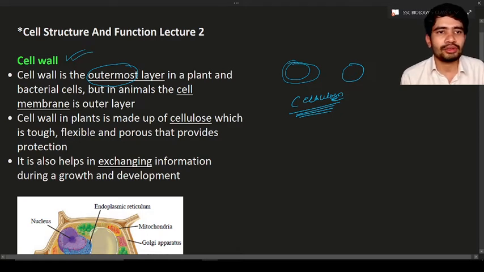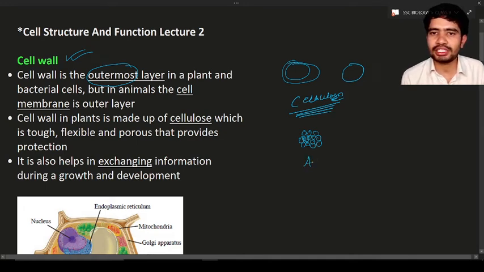Here the cell wall is tough. For example, let us consider animal tissue. What is meant by tissue? A tissue is nothing but a group of cells with similar size, shape, and function. These cells have the same size, the same shape, and the same function. This is known as a tissue.